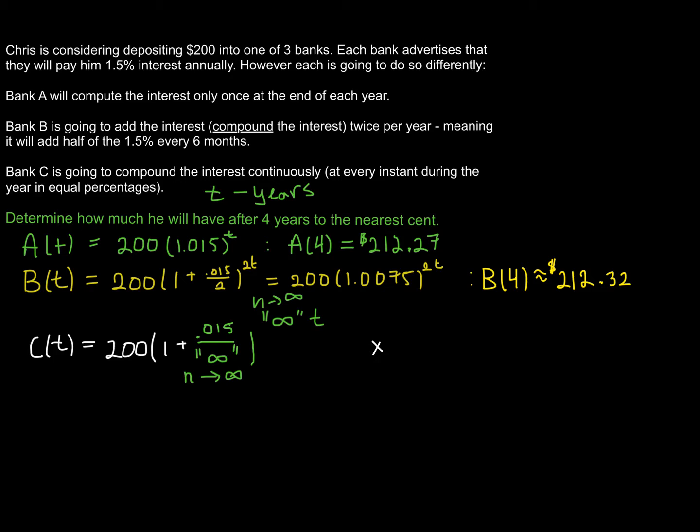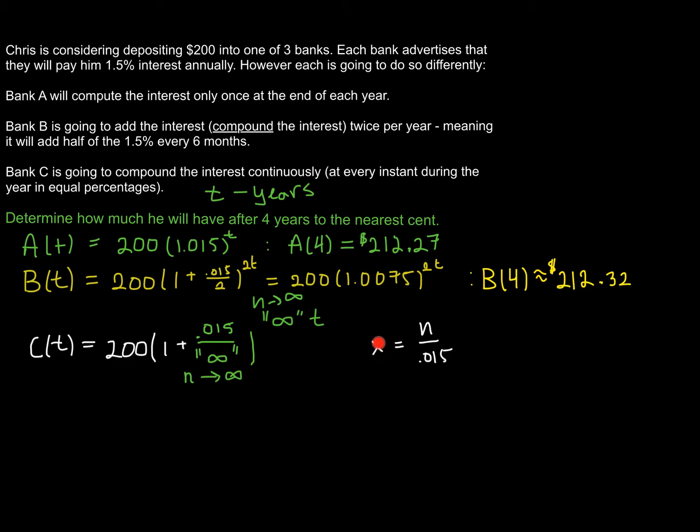Now, here's how I'm going to introduce it. I'm going to say that x is equal to, and when I'm referring to this infinity thing here, I'm going to refer to the number n, which we know is approaching infinity. So I'm going to say that x is n divided by 0.015.